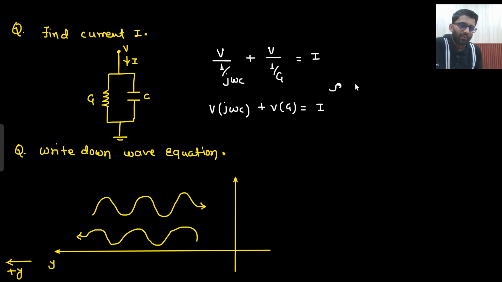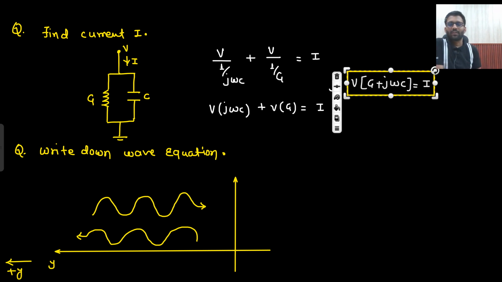So from here, what did you get? G plus J omega C is equal to I. Okay, so this is the current I. Current I is V into G plus J omega C. Now you have studied EM wave, right? You need to write down the wave equations.